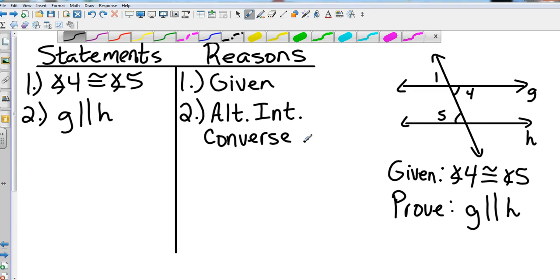Just a few proofs will be on the work in class. And that is Chapter 3, Section 3, Proofs with Parallel Lines.